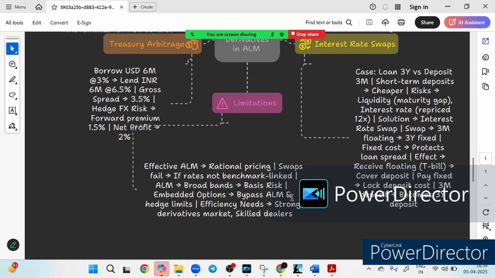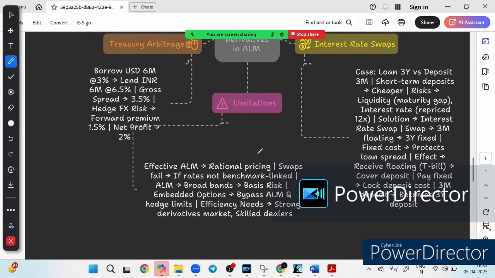Effective ALM requires rational pricing. Yes, this is a very, very important thing. Rational pricing is required, right? But swaps fail if rates are not benchmark linked. Remember it, swap will fail if your rate is not benchmark linked, right? And there are some embedded options. What is the meaning of embedded option? Embedded options like prepayment.